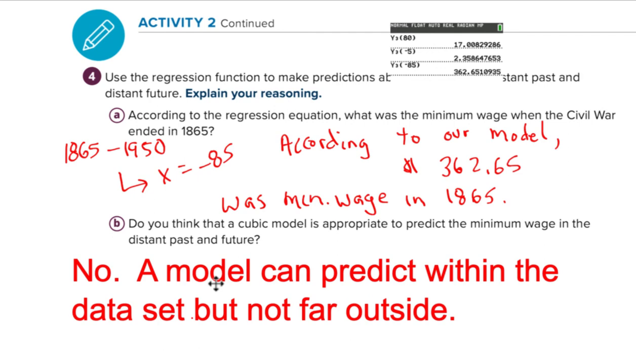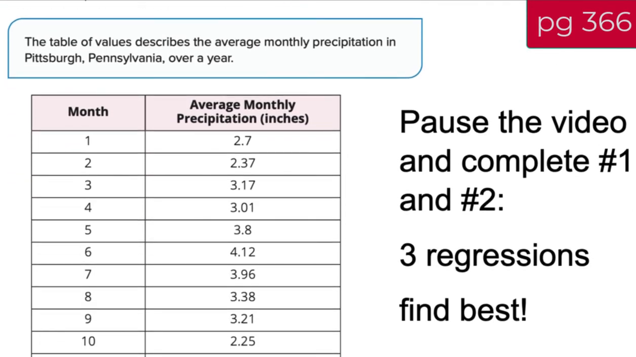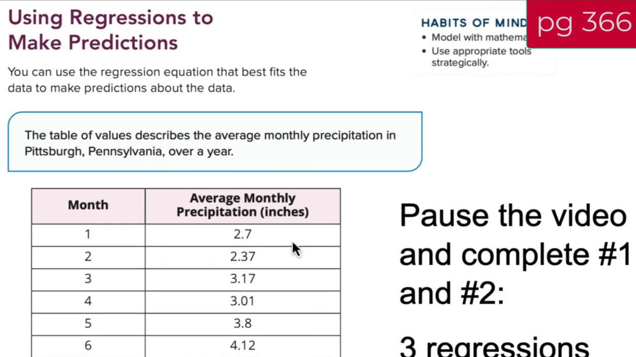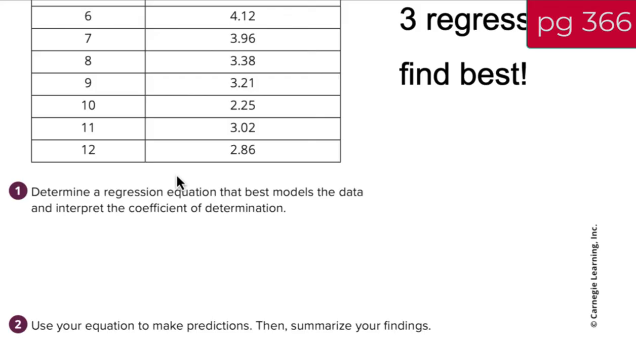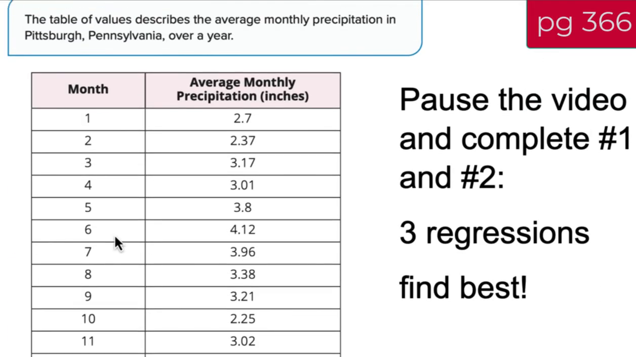Okay, let's look at one more type. I know this is a long video. Let's look at one more type of problem. This is going to be on your own. Let's go to page 366. So now it's time for you to try this by yourself. You're going to pause the video, and then I want you to do this whole problem, which means you have to find 3 regressions, find the best one. This data represents the average monthly precipitation in Pittsburgh, Pennsylvania. So go ahead and answer number 1 and 2. Find your 3 regressions by yourself. Ready, set, go.